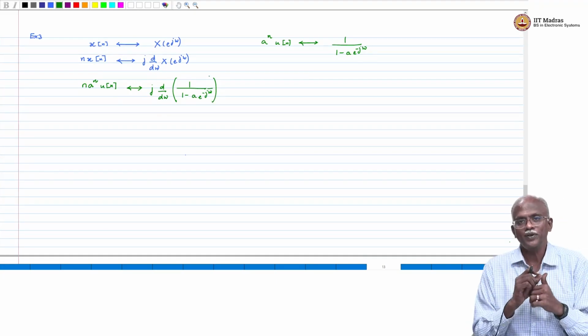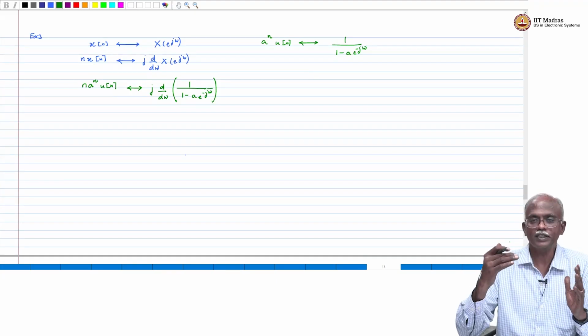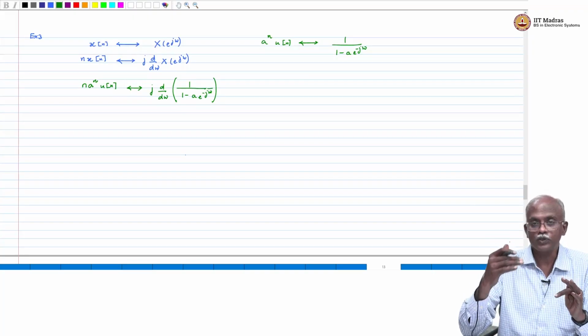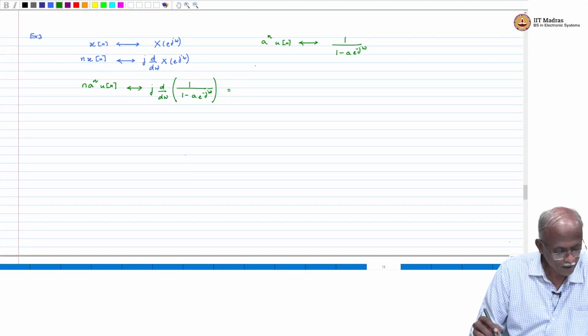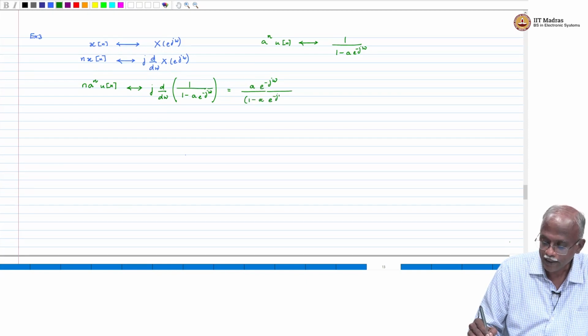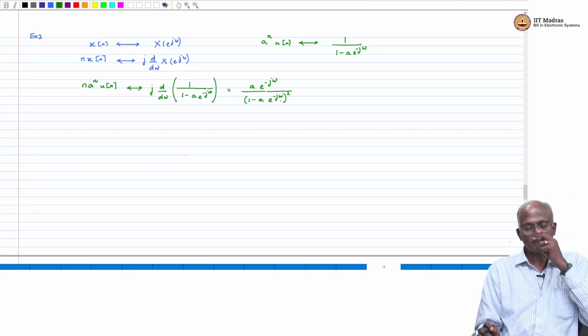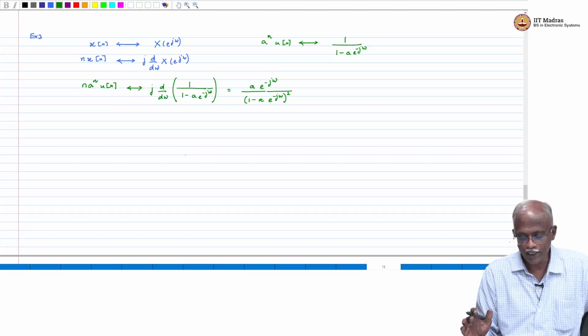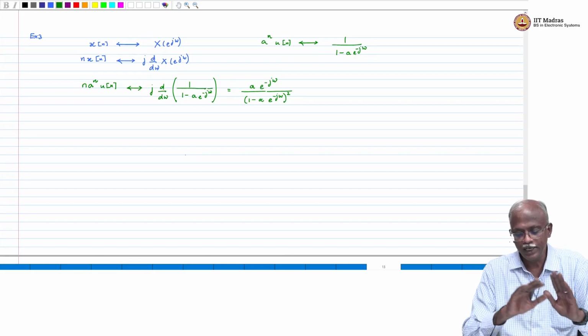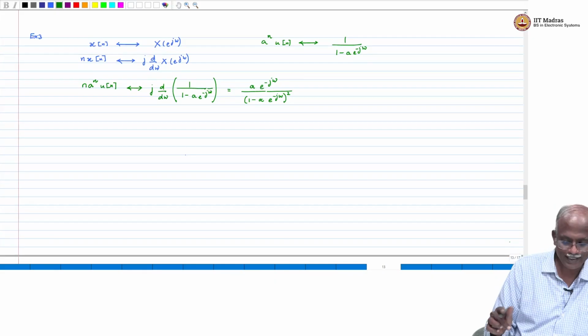I am sure that you are very comfortable with the differentiation of rational functions. It's called the u by v rule. You apply that, and please verify that this comes out to be a e power minus j omega divided by 1 minus a e power minus j omega whole squared. This is an application of the differentiation property. We don't need to do the calculation; we can straight away say that by applying the differentiation property, we have obtained this expression.